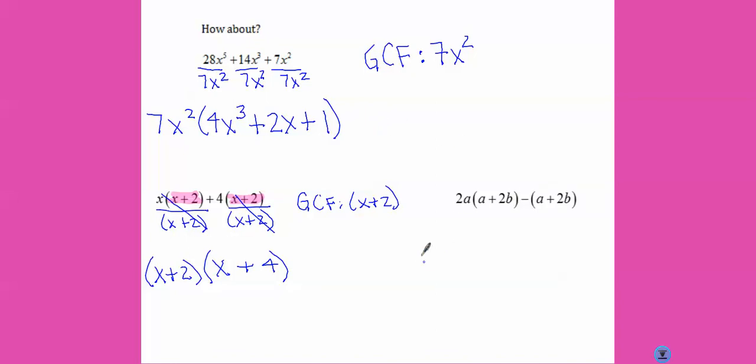Similarly here, if we take out the a plus 2b from each term, we're left with 2a, and a minus sign. We can't have nothing there, so it must be a 1. For your summary, write about how factoring out the GCF and the distributive property are related.